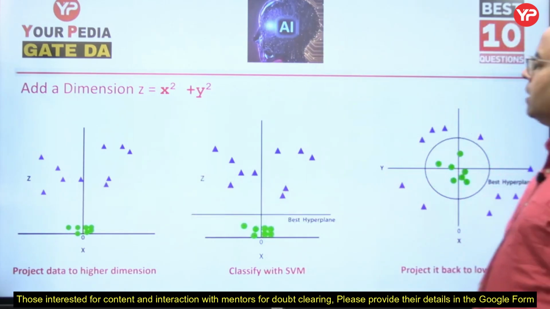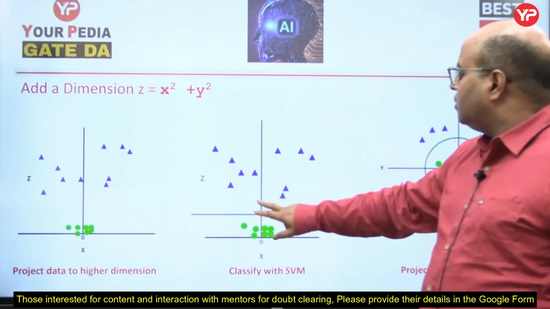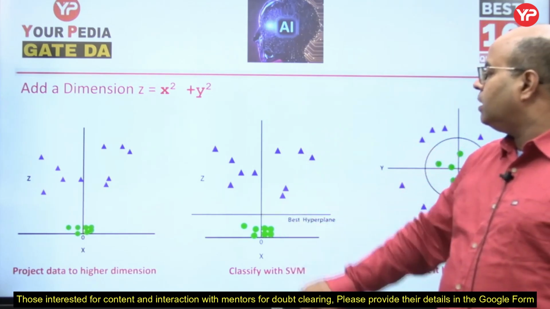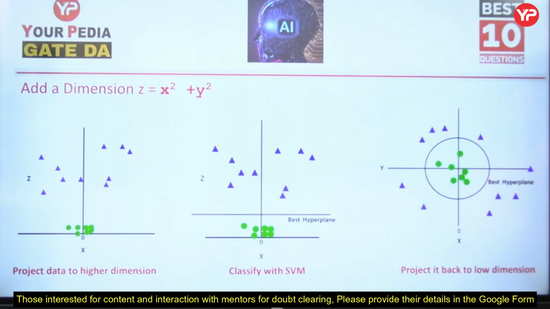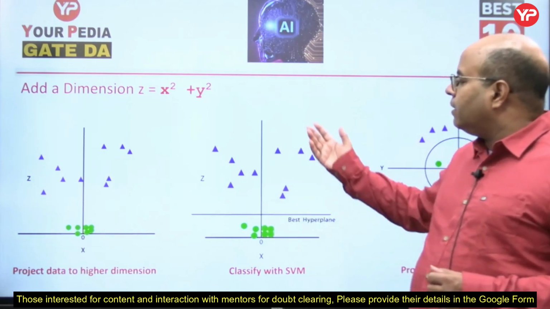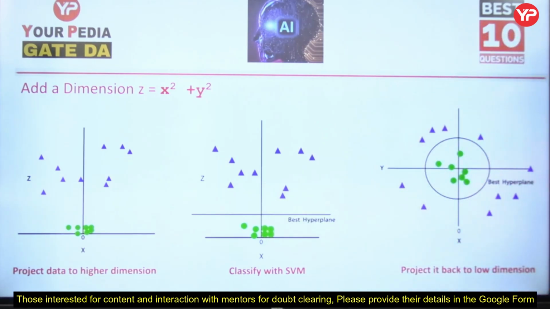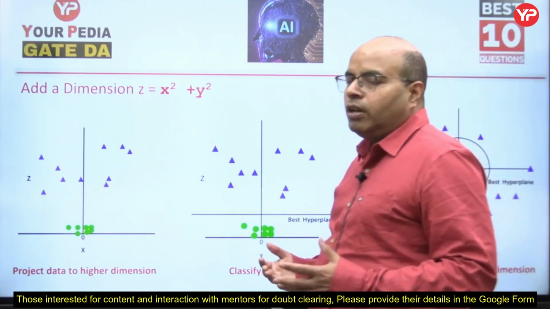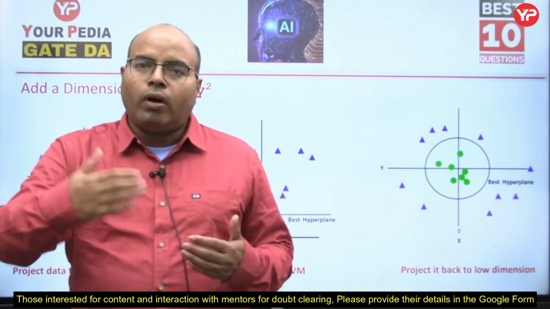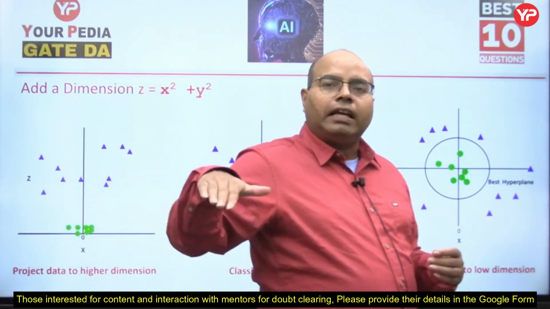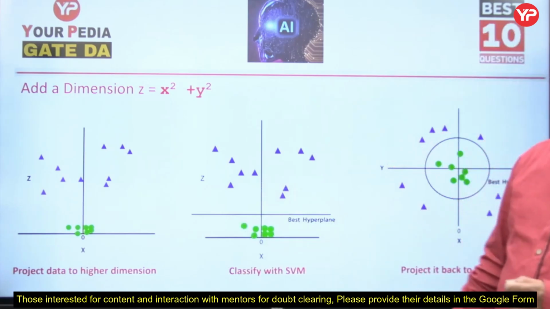So the support vector machine can now draw a line and classify the blue points from green points. And after classification, we will again project it to low dimension, and then you see this circle has come automatically. So simply the support vector machine can calculate this line, and then we can project it back and get the classification. So the example was that we have projected low dimensional data to high dimensional data, and there we have classified it and then projected back to low dimensions.